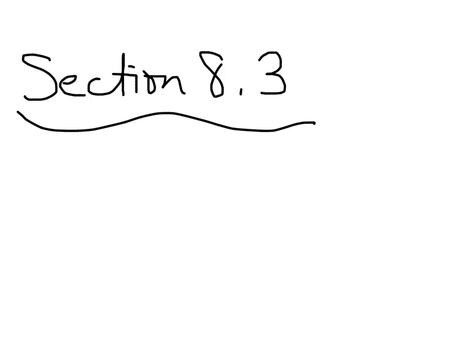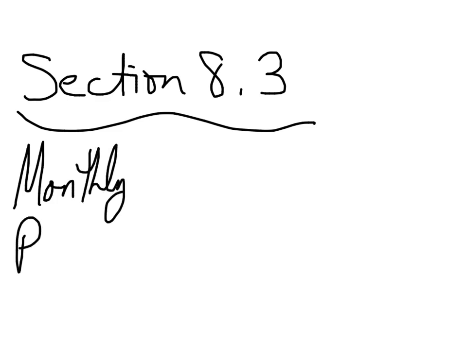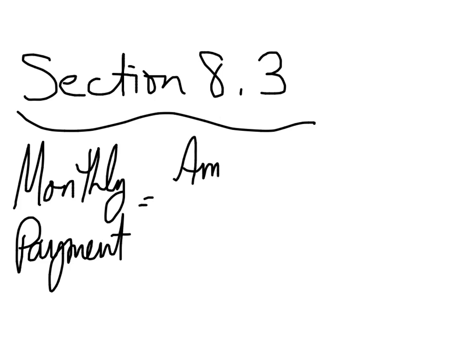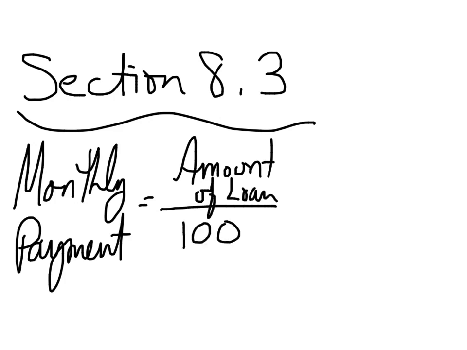You will need to refer to the monthly payment of an installment loan of a $100 table on page A13. So we are going to use a table for this stuff today on page A13. And here are your formulas for this particular section. To figure out the monthly payment, you take the amount of the loan divided by $100.